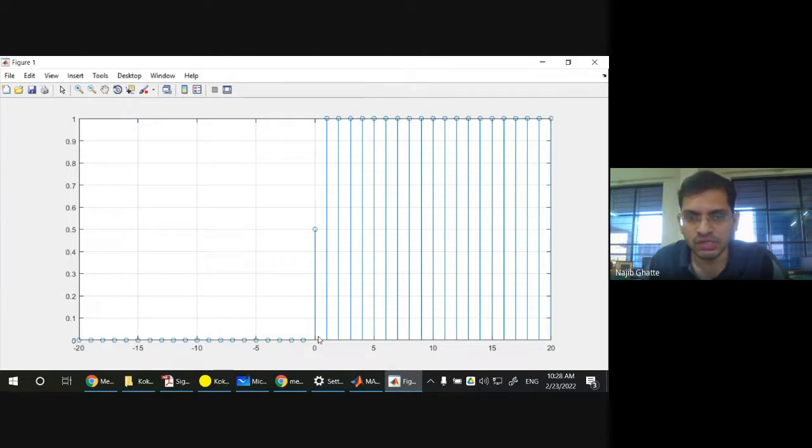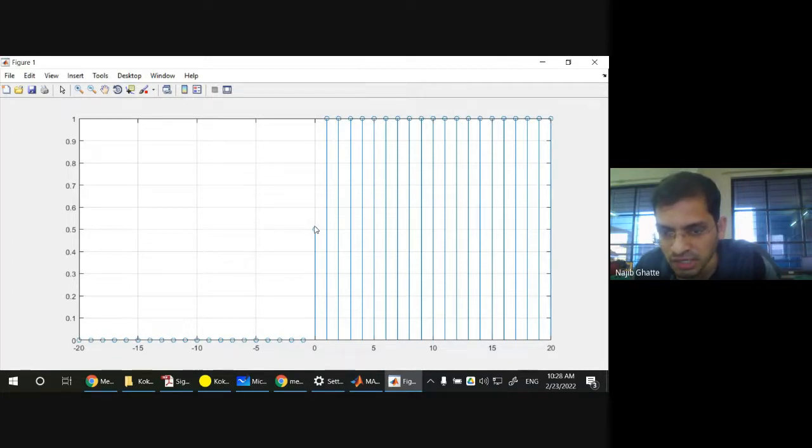Fine, 0 0 0 0 1 1 1 1. Here MATLAB makes a small mistake. MATLAB says at n equal to 0 the value is 0.5, which is actually wrong. Because in discrete time you have to take n equal to 0 as 1. Gibbs phenomenon is not applicable for discrete time signal. Kindly understand this, very very important. This is the mistake in MATLAB. MATLAB has made a mistake, sir.